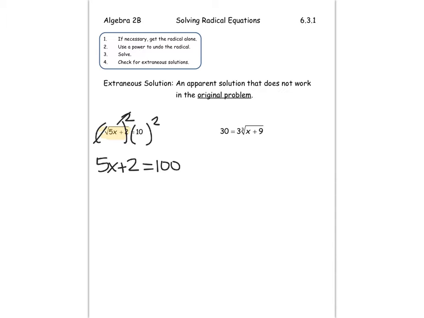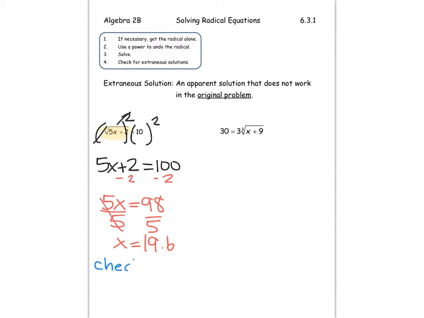And now we're at step 3, where we're just going to solve for x. So we're going to subtract 2, which gives us 5x equals 98. And then we'll divide by 5, so x will be 19.6. Okay, that leads us to the check for extraneous solutions part.